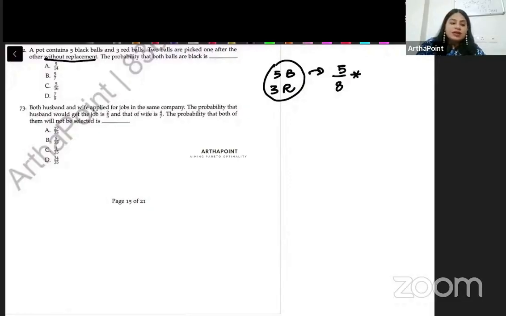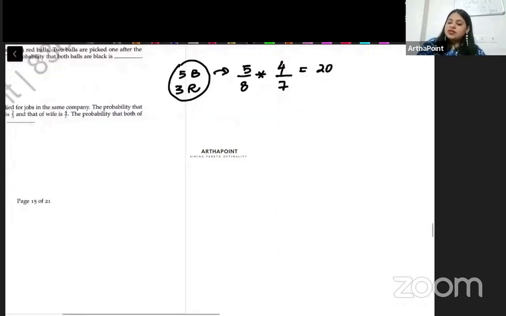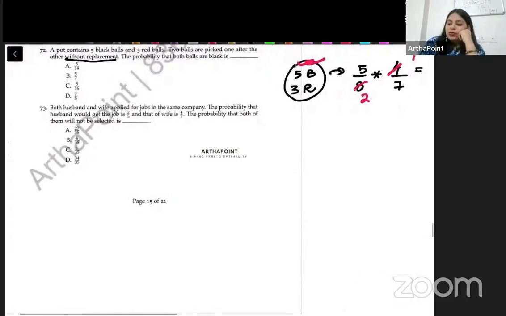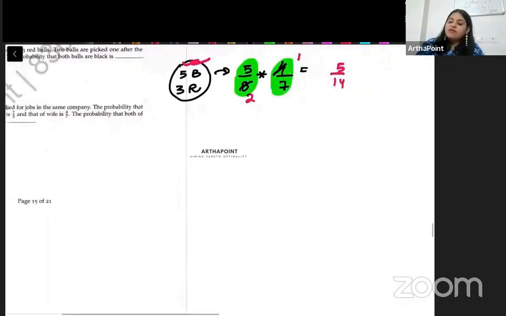But after I have picked up 1 ball, how many balls are left? Beta, there are 7 balls left. How many black balls are left? 4 black balls are left. So it is going to be 20 over 56. You can just cancel this out also, so this will be 5 by 14. This is the first method: I picked up the first black ball and out of 8 balls, 5 were black. After I picked up the first black ball, I have 4 black balls remaining out of 7 balls. So its probability will be 4 by 7. And when I solve this, I will get 5 by 14.